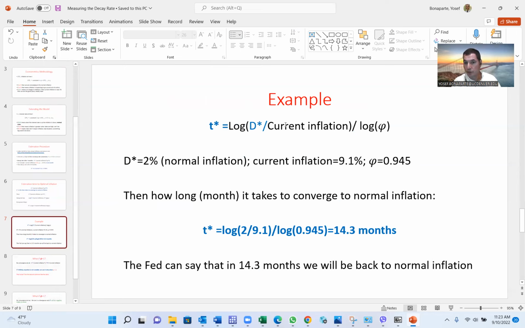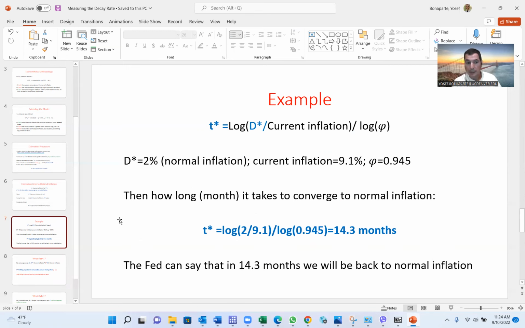Here's an example. T star is the equation we're going to calculate. We want to calculate T star, which is the months till we go to normal inflation. In this case, D star equals 2%. We said inflation should be 2%. Current inflation is 9.1. Suppose phi is 0.945. Then how many months does it take to converge to normal inflation? Log of 2% divided by 9.1, divided by the log of phi, will be 14 months. So in about 14.3 months, we will be back to normal inflation.